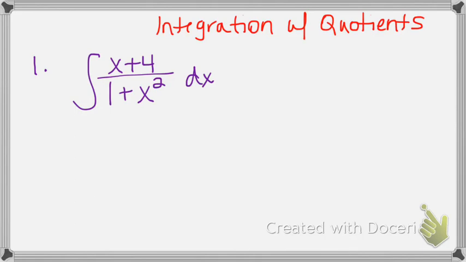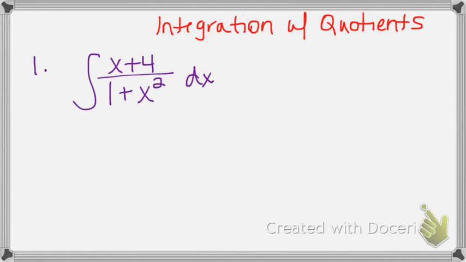It doesn't factor. The bottom looks like it could be arctan, but the top is not just a number. So U substitution, it wouldn't work because if you did the derivative of the bottom, you'd get 2x, but you got the extra 4 on top. All around it just doesn't work.